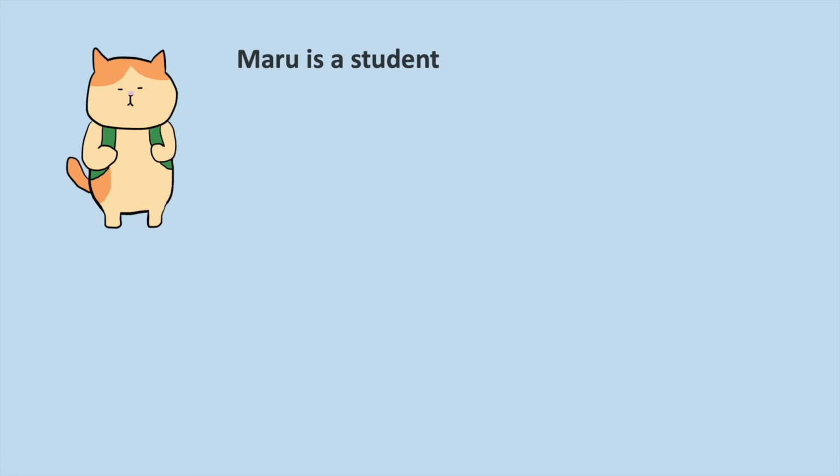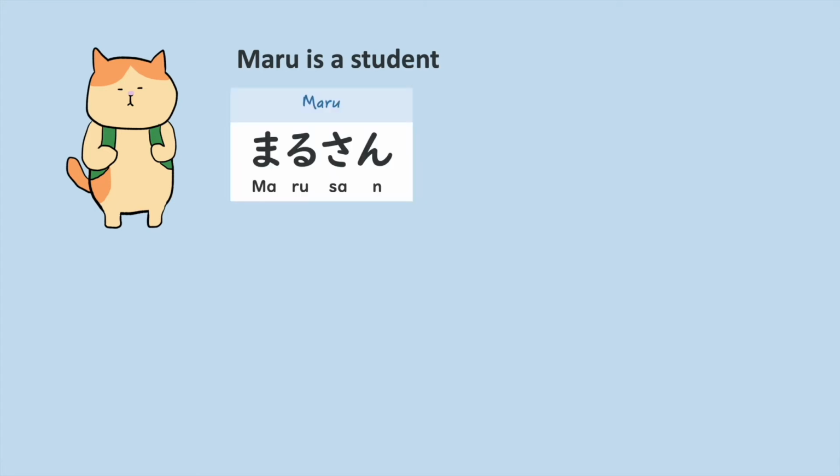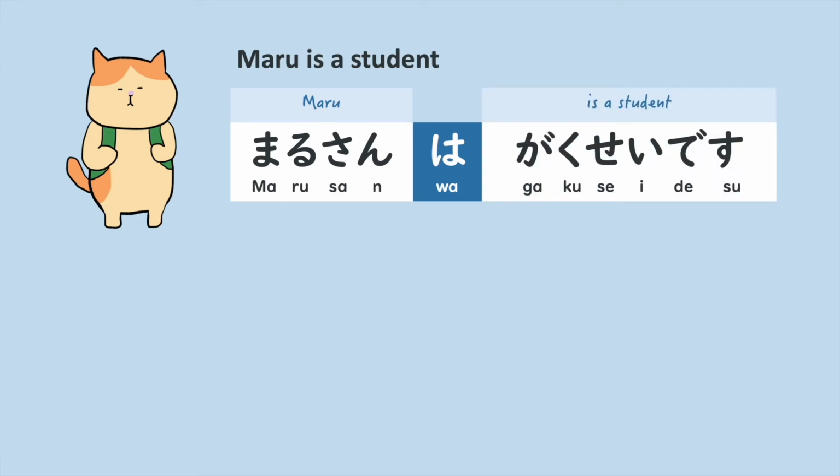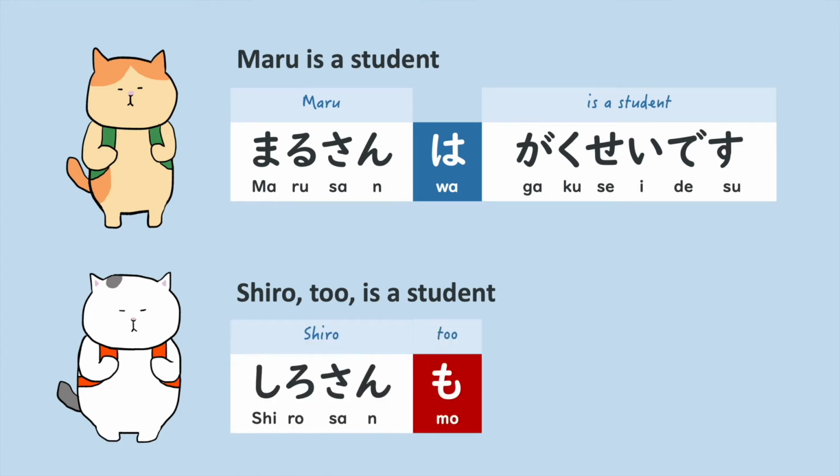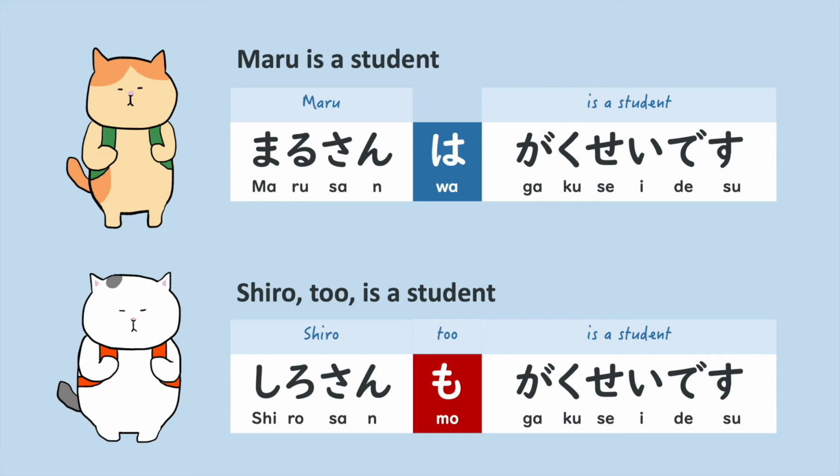Let's see another example. "Maru is a student." マルさんは学生です。Let's try to say "Shiro too is a student." That will be シロさんも学生です。Again, notice that も replaced は。Please pay attention to where the も particle is placed.